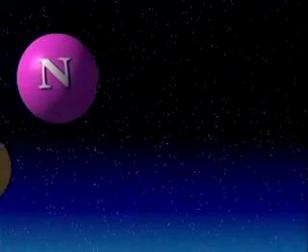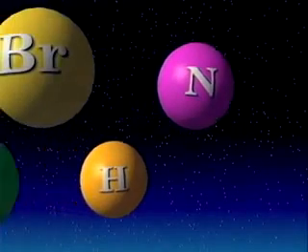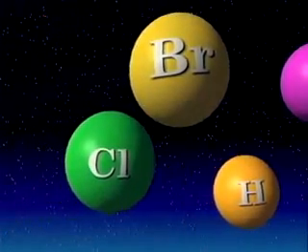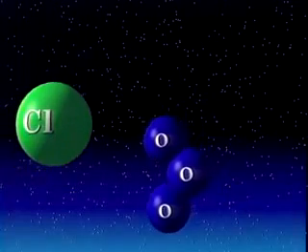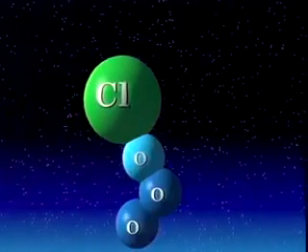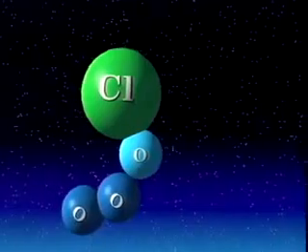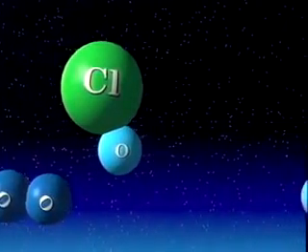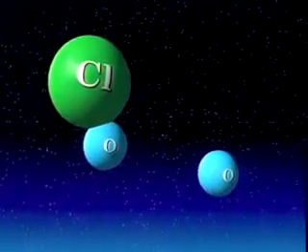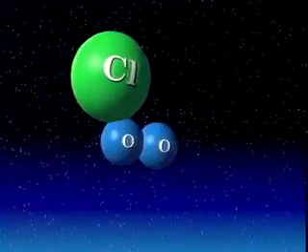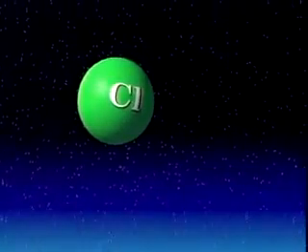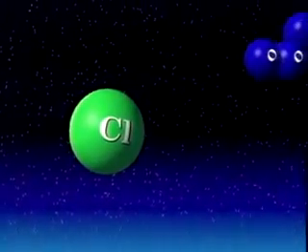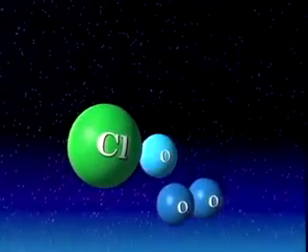Because ozone is a highly reactive molecule, it interacts readily with nitrogen, hydrogen, bromine, and chlorine compounds. For example, when a chlorine atom collides with an ozone molecule, it steals an oxygen atom to form chlorine monoxide, and it leaves behind an ordinary oxygen molecule. When a free atom of oxygen collides with the chlorine monoxide, the 2 oxygen atoms bond to form an oxygen molecule. The chlorine atom is thus released and is free again, free to destroy another ozone molecule.